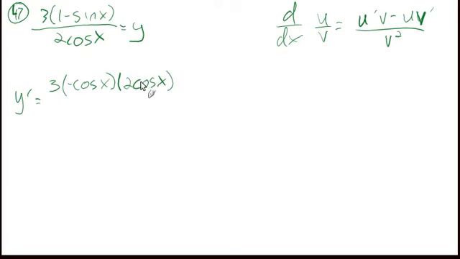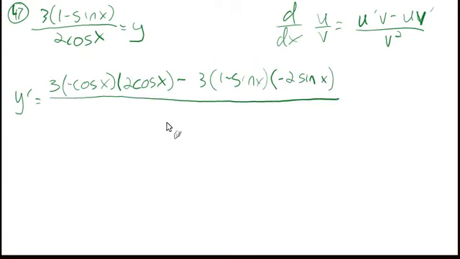So the derivative of the numerator times the denominator minus the numerator times the derivative of the denominator. Okay, that's going to be 2 times the derivative of cosine. Derivative of cosine is negative sine, so we're going to have negative 2 sine x over the denominator squared. The denominator is 2 cosine x. Square that.